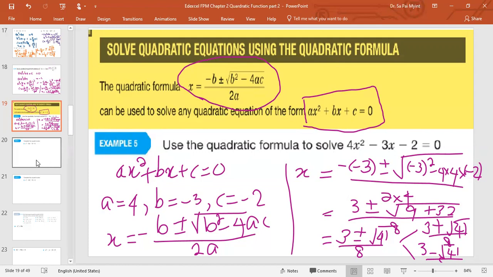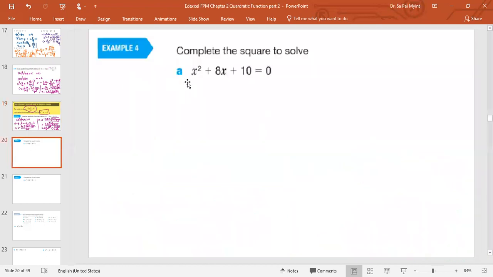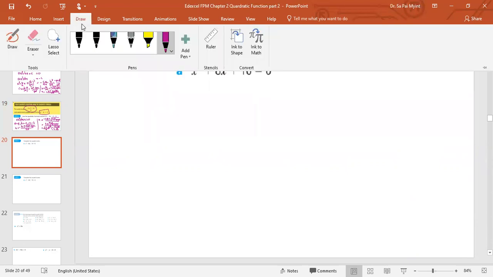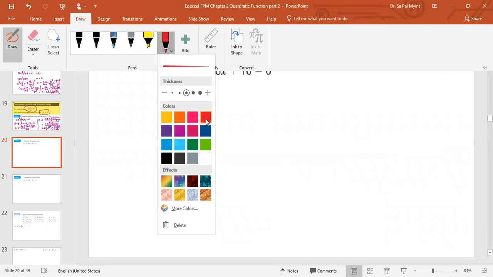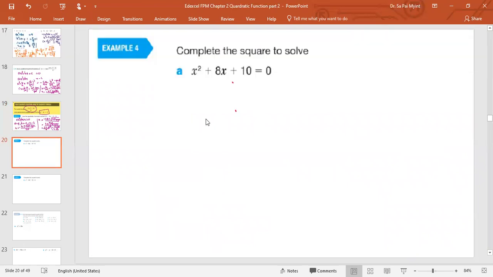I have to fix part 2, example 4. Complete the square to solve, to find x using completing the square. First, here I taught it with a minus. I did it with minus.